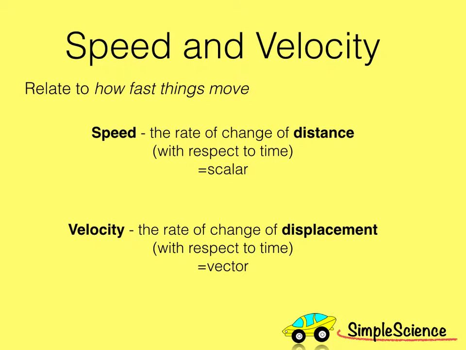Whereas velocity is the rate of change of displacement. It is how fast you cover displacement per unit time. And since displacement itself is a vector quantity, velocity has to be a vector quantity. And we will talk about this later on in the video.